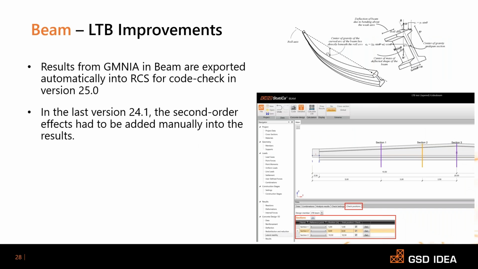And before that, I have another update as well, just for the LTB. In the last version, as you might have already known, the second order effects had to be manually added to the Beam application. But now the results from GMNA are exported automatically to the RCS. So it decreases the time of the designer.